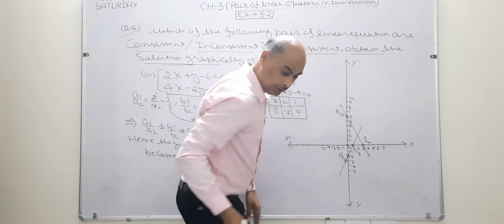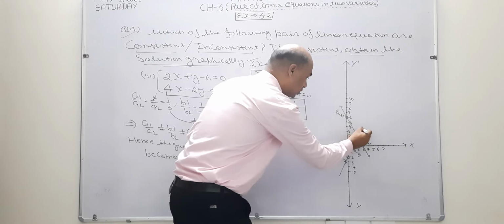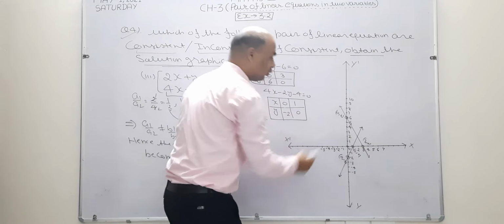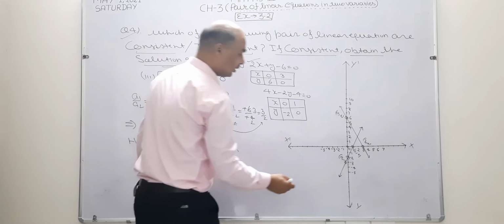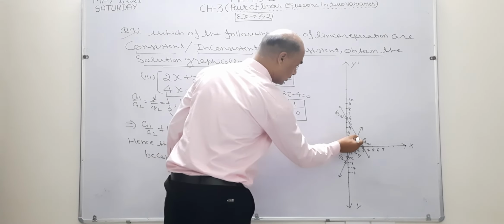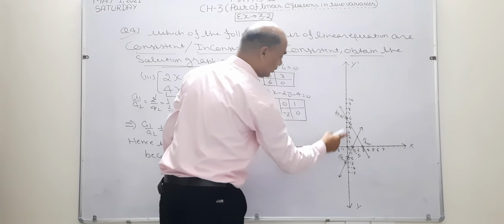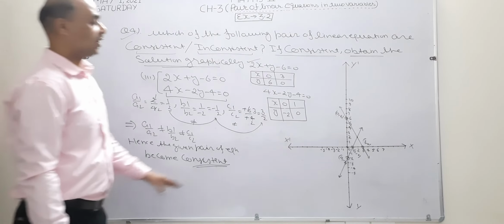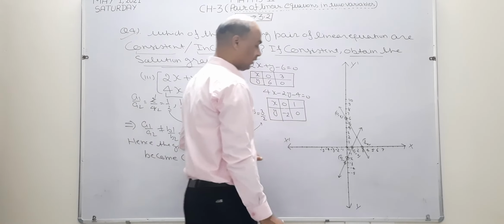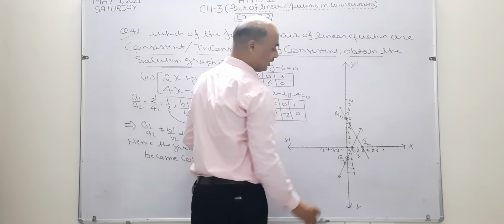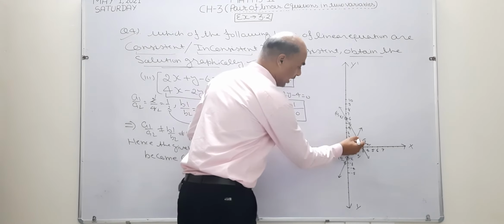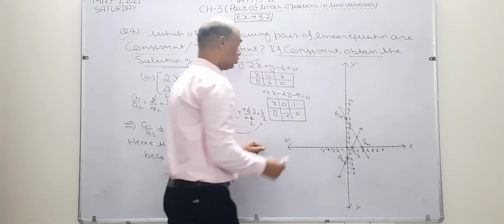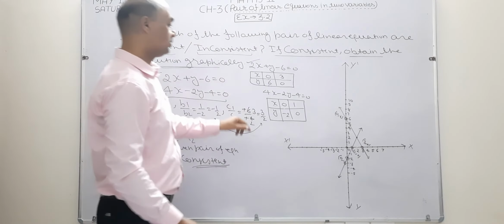Now see, these two graph lines are going to intersect each other at this point. This is the intersection point. So what is the meaning of this? From this point, I am going to take the value of x and y. When two lines intersect each other at one point, that point is known as the solution of the given question. So the solution of this question is this point.